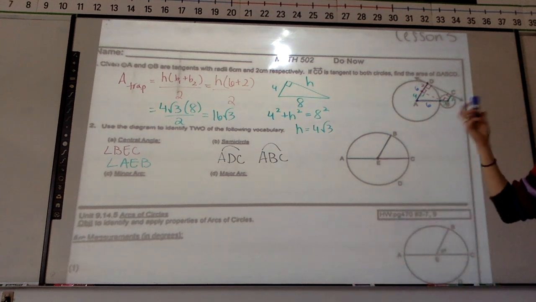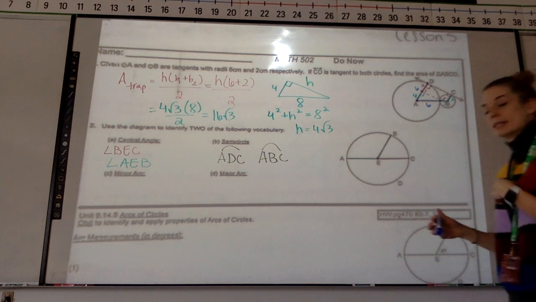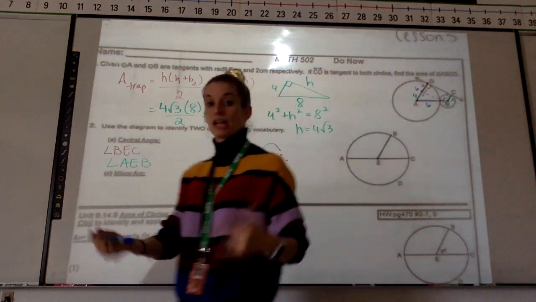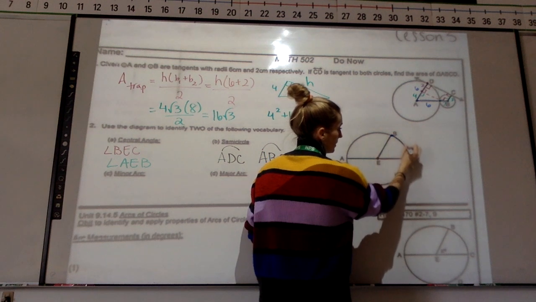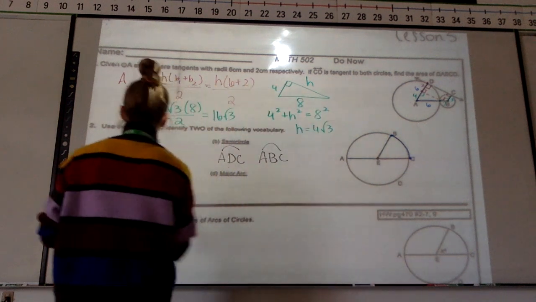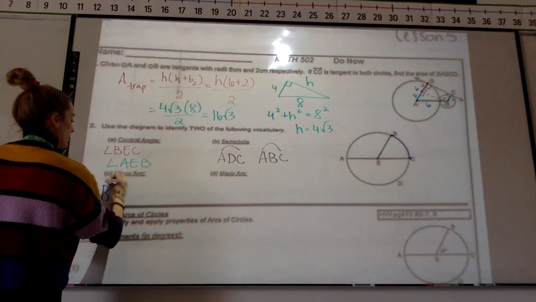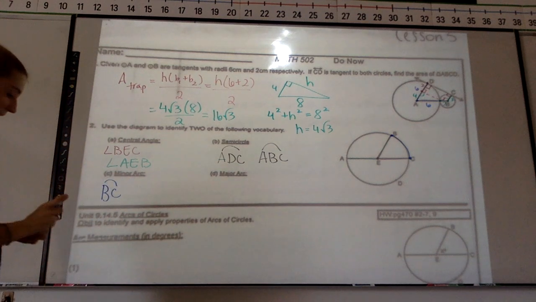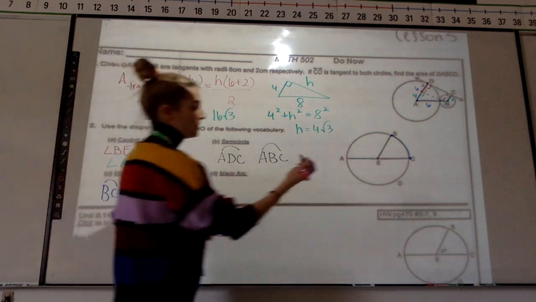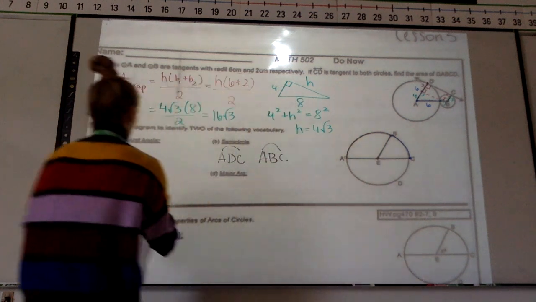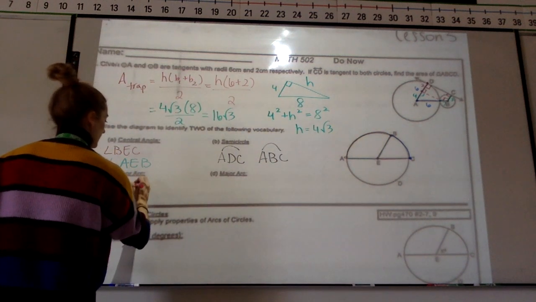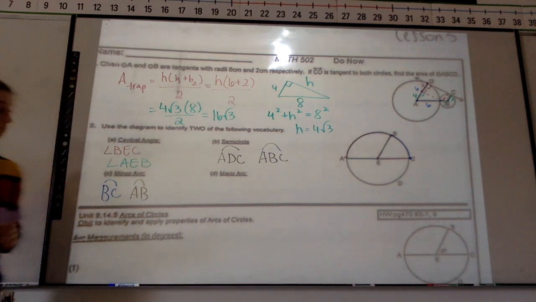When we're moving to a minor arc, remember we said minor arcs are less than 180 degrees. So a minor arc would be something like arc BC. For minor arcs, you only need 2 letters to name them. Another minor arc in this diagram would be right here, arc AB. Just 2 letters to name it, throwing that little arc symbol on top.